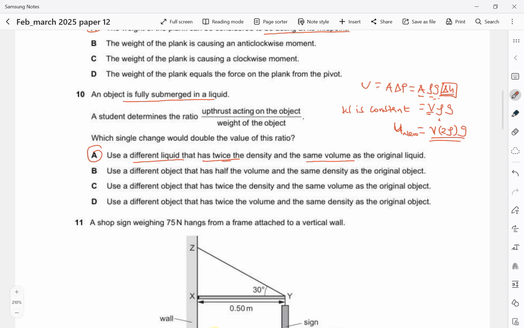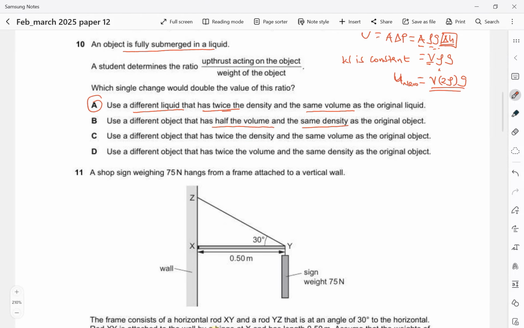If we use a different object that has half the volume and the same density, it means same density but half the volume, that one will reduce the upthrust by a factor of 2, or it will halve the upthrust. Use a different object, so this one will make the upthrust half of the original. This was twice the upthrust.